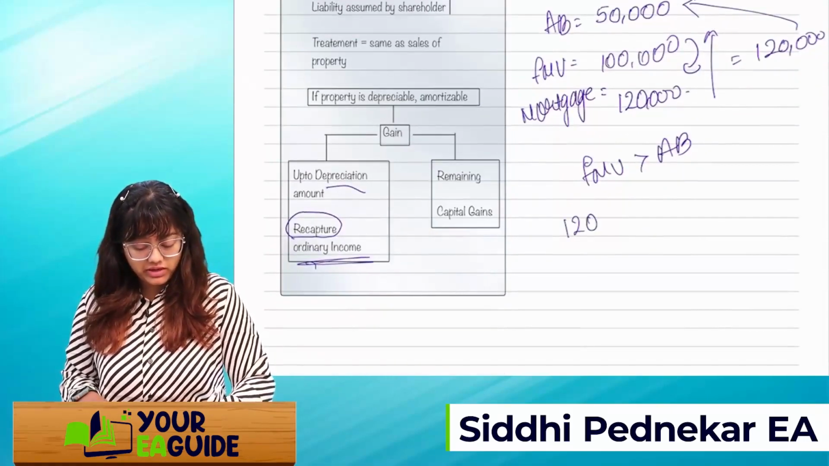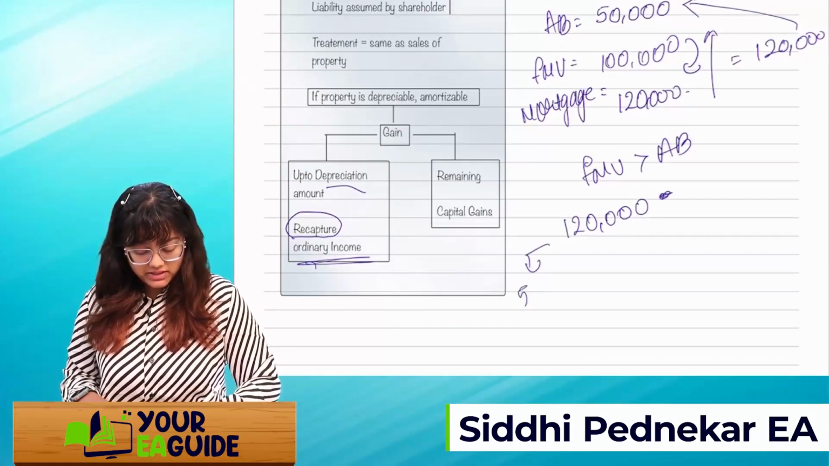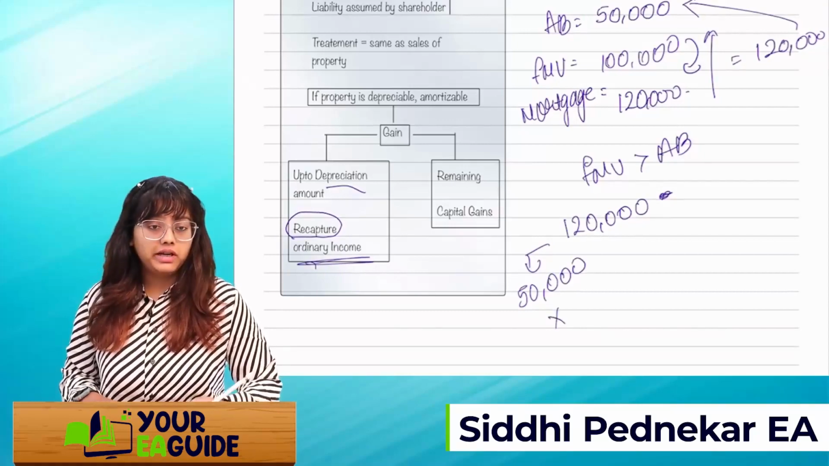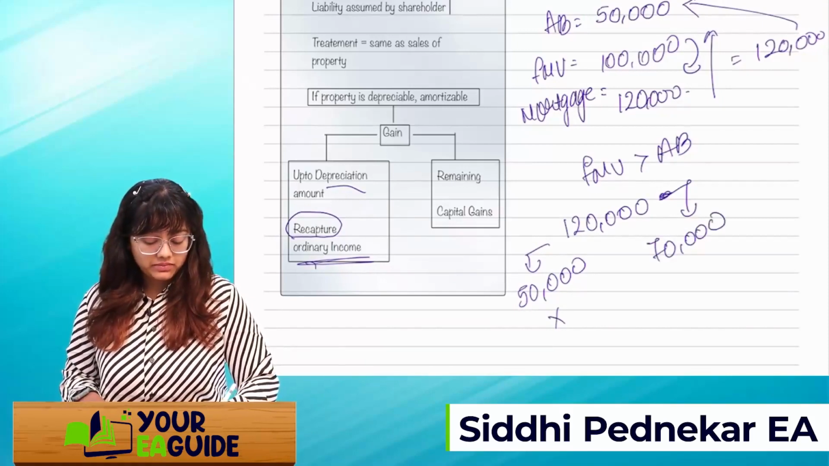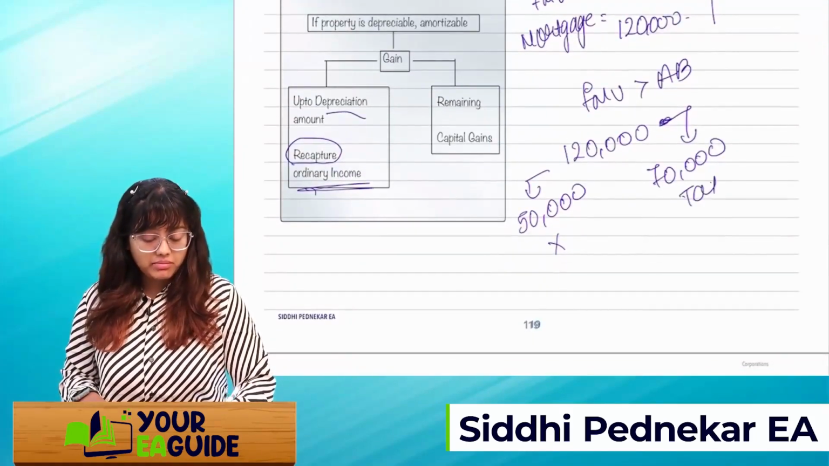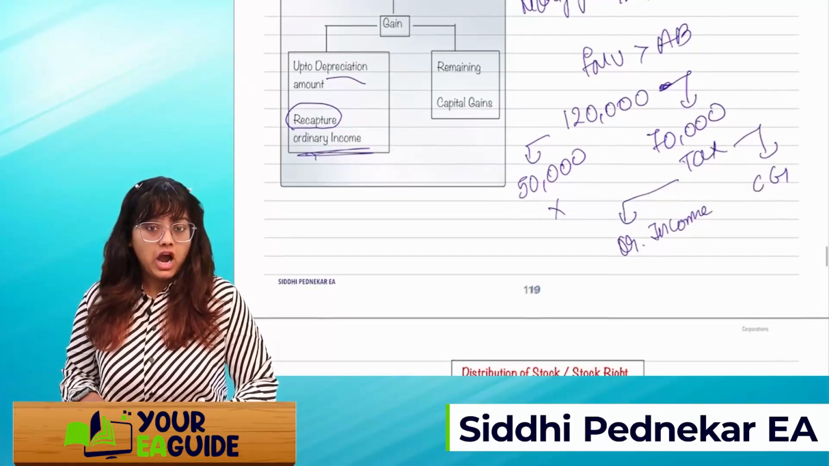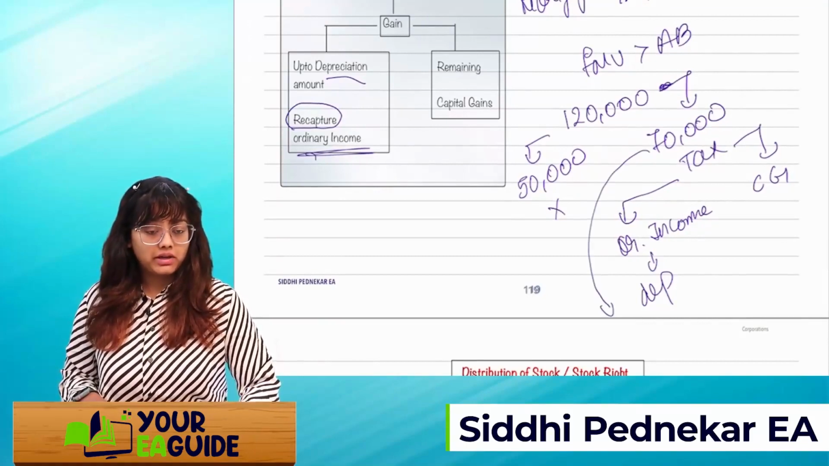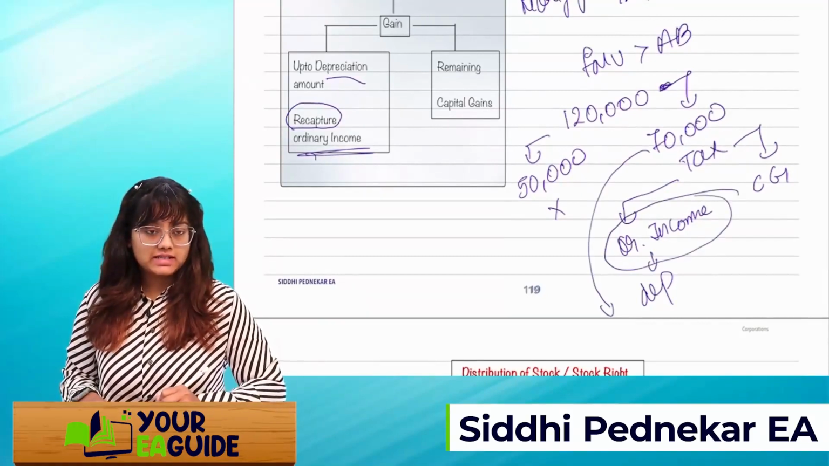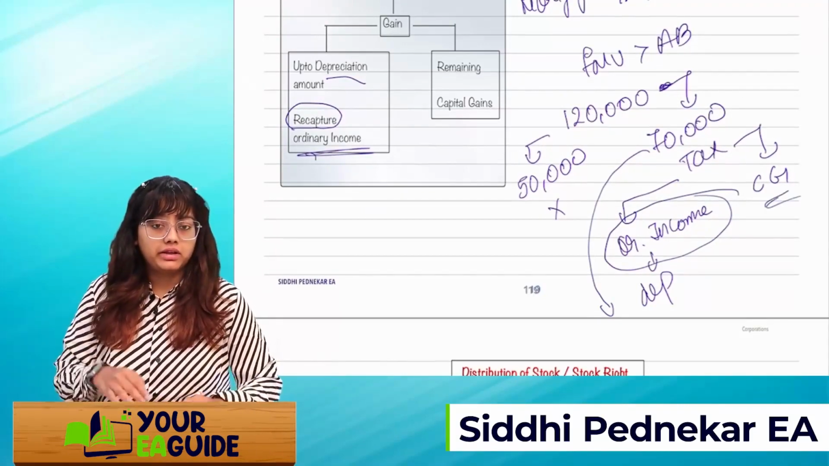How much will it be? 1,20,000 minus 50,000. Up to the amount of my basis, 50,000, it will not be taken into account. Over and above this, say 70,000, I will tax. But out of this, some part will be taxed as ordinary income and some part as capital gain. How much will be ordinary income? Whatever depreciation I have taken on this property will be recaptured as ordinary income, and over and above that, I will take it as a capital gain.